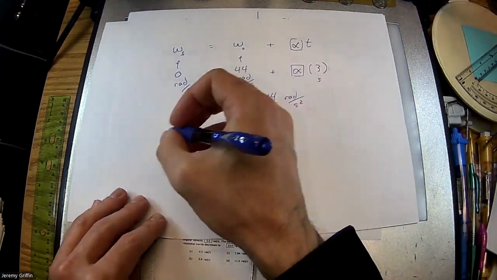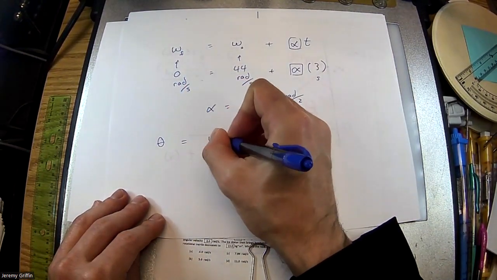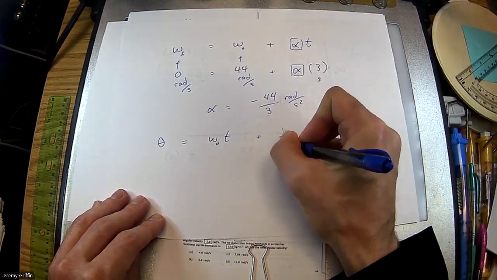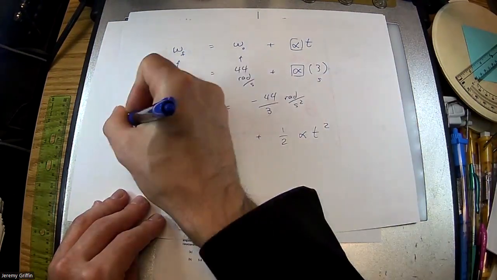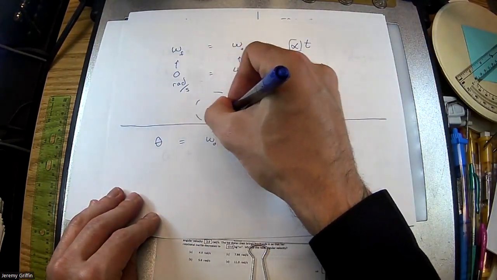Okay. Then plug that into theta equals omega naught t plus 1/2 alpha t squared. That's your first kinematic expression. Take this right here.